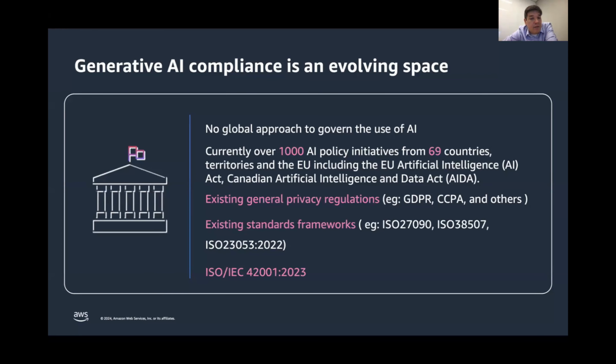Additionally, there is a new ISO framework standard, 42001, which is starting to define how AI should be leveraged out there. That's also something that AWS is contributing to, to get us closer to some sort of standard.